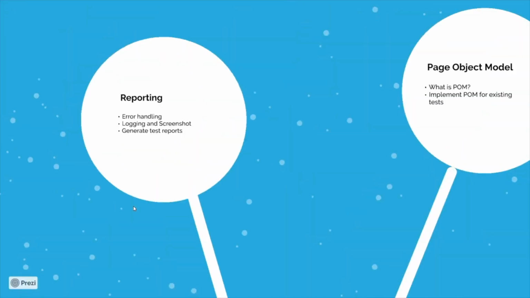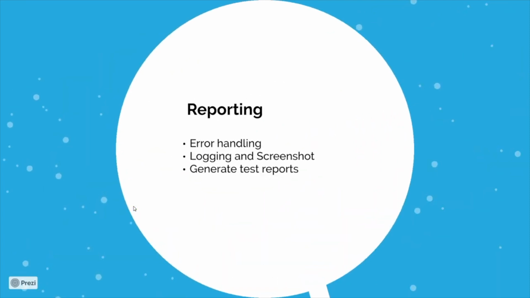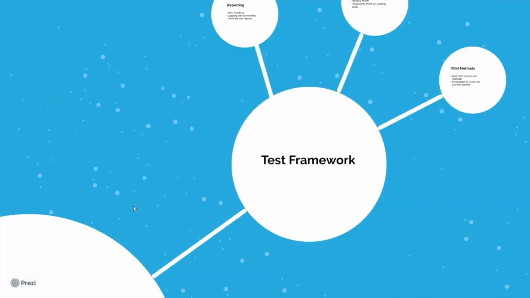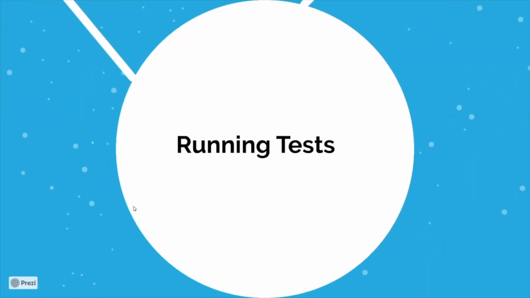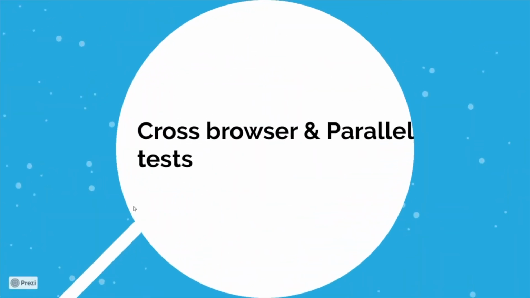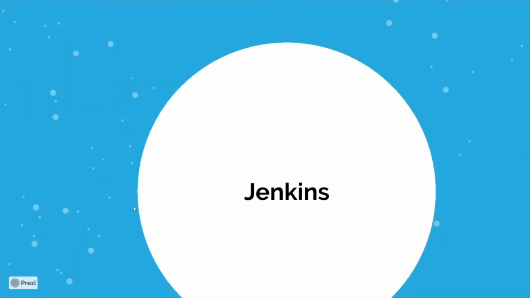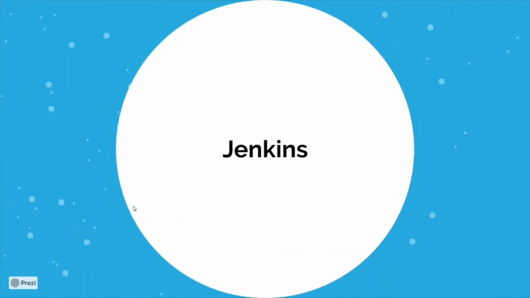From there, we learned about error handling, reading logs, and taking screenshot on test failures, and then generating test report from all of that. Finally, we moved on to learning different ways on how we can run our test. We looked into cross-browser testing and parallel testing to speed up our test execution time. And at the end, we integrated all of that with GitHub and Jenkins and generated a report in JUnit.